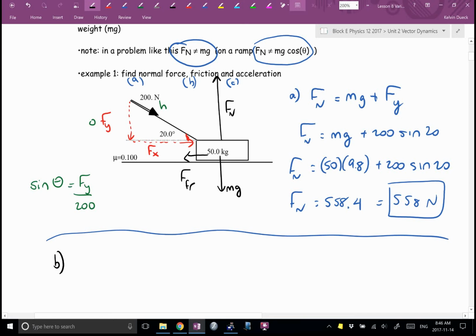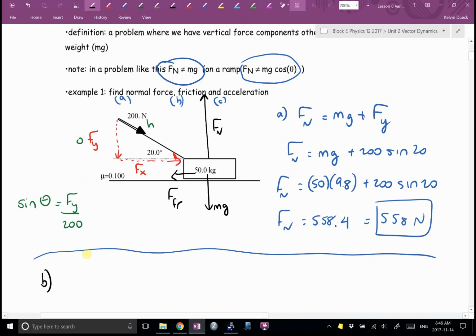Josh, what does B want me to find? My first instinct is friction is what times what? Mu times the normal force. I always start there. Did they give me mu? Yeah, okay. I'm kind of still heading that way. Did they give me normal force?